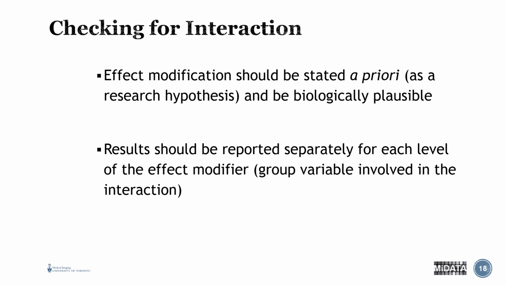So checking for interaction, effect modification should be stated a priori, as a research hypothesis, and has to be biologically plausible. And the results should be reported separately for each level of the effect modifier, as we did in our example, with the group variable involved in the interaction. That's the effect modifier, right? The group variable involved in the interaction.